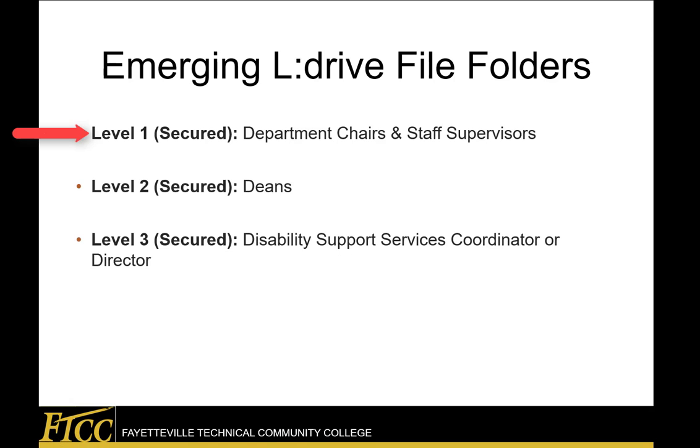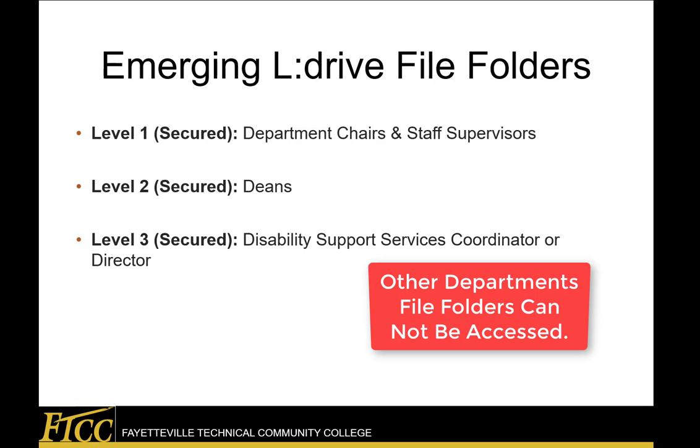A department chair is considered secured level 1, which means he or she can only access the file folder within the academic department. A dean's file folder is the secured level 2, which means that he or she can access the department chair's review as well as the dean's file folder within his or her own department. Other departments' file folders cannot be accessed.